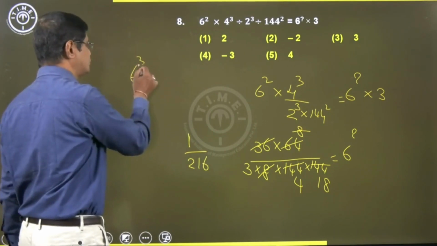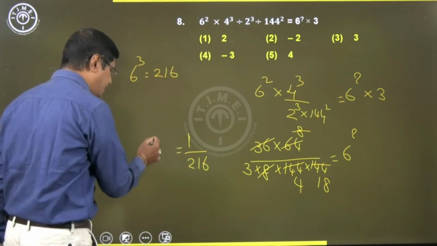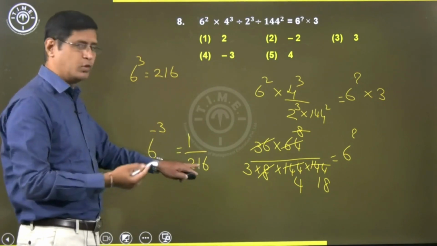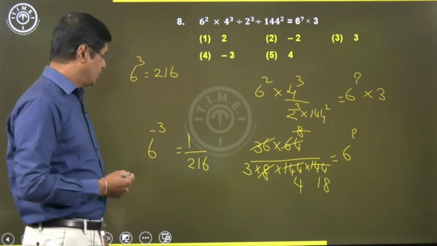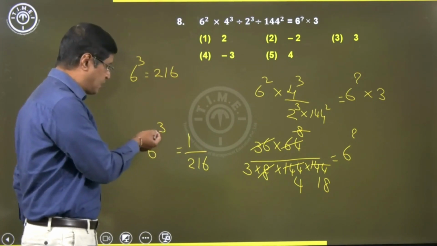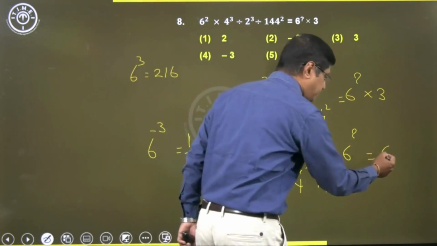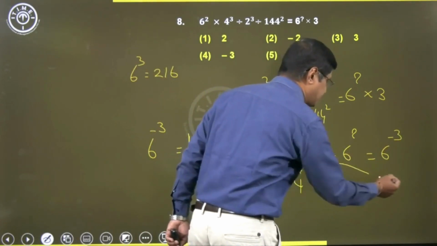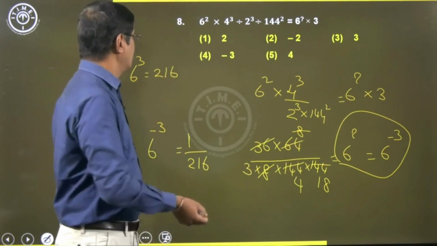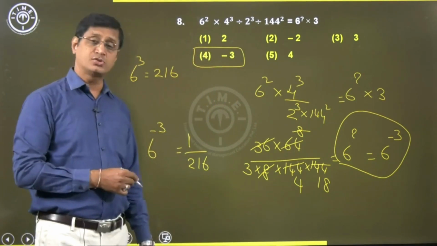216 is equal to 6 cube. 6 cube is equal to 216, means here I am expressing it as 6 power minus 3, taking 216 on the numerator side, so it will become a negative sign in the power. So 6 power minus 3 is equal to 6 power question mark. When the bases are same, we can equate the powers. The value of the question mark is equal to minus 3. Choice 4.